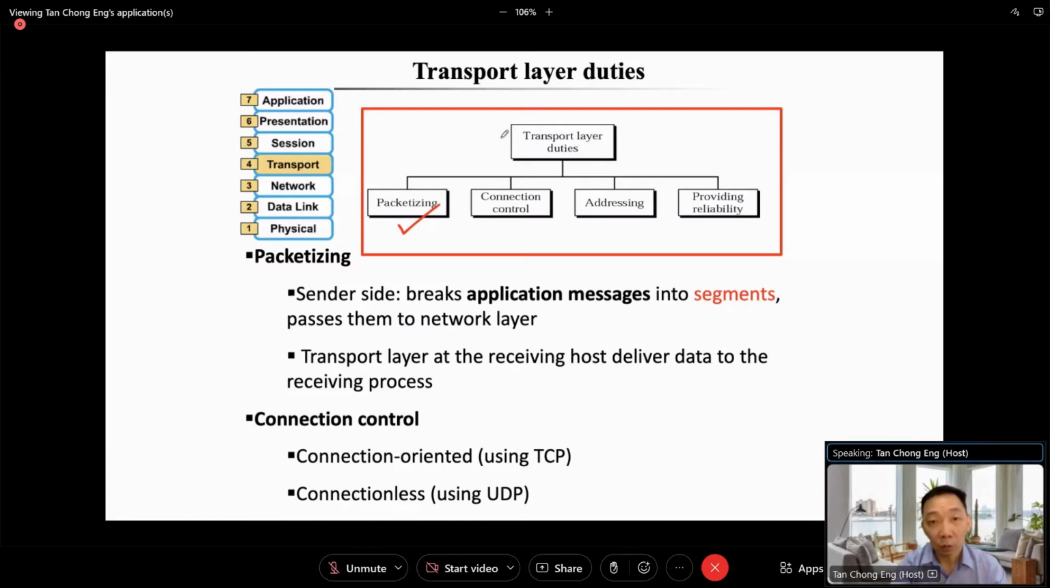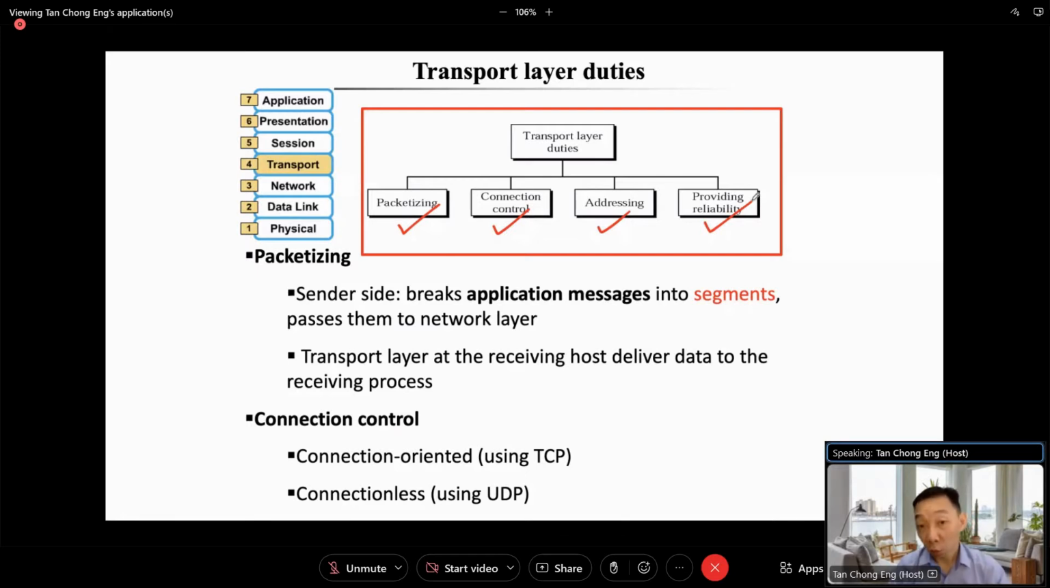And then, of course, they also do connection control. They also do addressing, which is actually the port number. And then they also provide reliability, right, to make sure that there is end-to-end reliability. From this computer sending to another computer, there is nothing going wrong. If there's something going wrong, this layer can also initiate a retransmission.